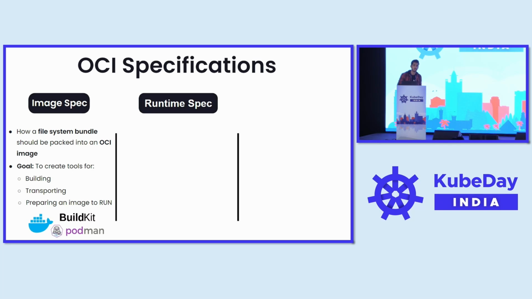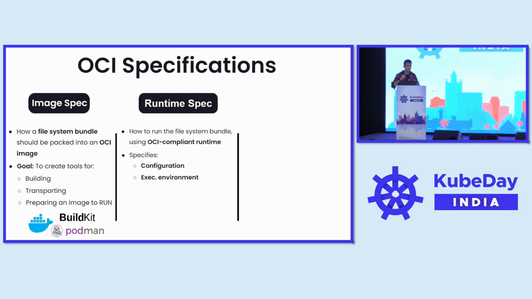The second is the runtime specification. So first we created an image, and then you can guess what is coming up. How to run that file system bundle, which we packaged, with an OCI compliant runtime, right? A container runtime which complies with the runtime specification of the OCI. This specifies the configuration, the execution environment of a container, how the container would look when it's executed, and what would be the entire life cycle of a container at runtime. So the runtime specification describes how the OCI image that we created in the first place would run.